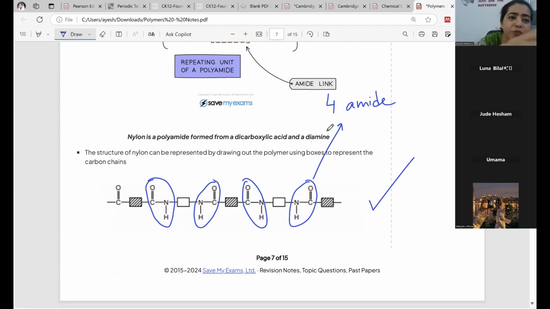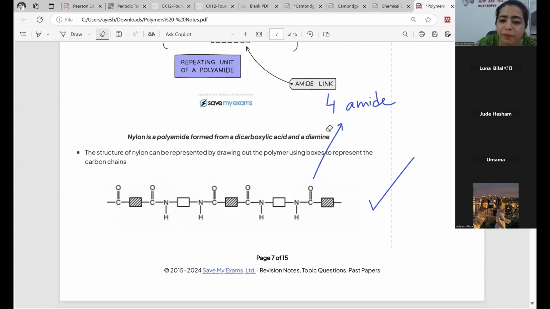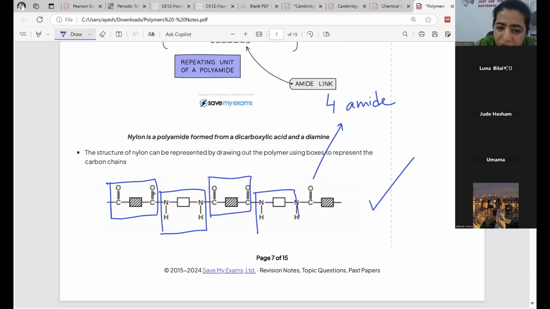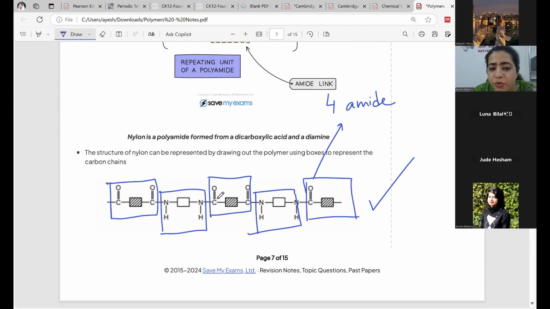Now, how can you identify that there are 5 monomers? Number 1, you can just see the boxes. 5 boxes means 5 monomers. Otherwise, this is basically monomer number 1, from which the CO is coming, meaning it was a carboxylic acid. Then there is another monomer which was giving NH, amine, CO, NH, and then this one, its CO is hidden over here, maybe it is coming after that. So 1, 2, 3, 4, 5.